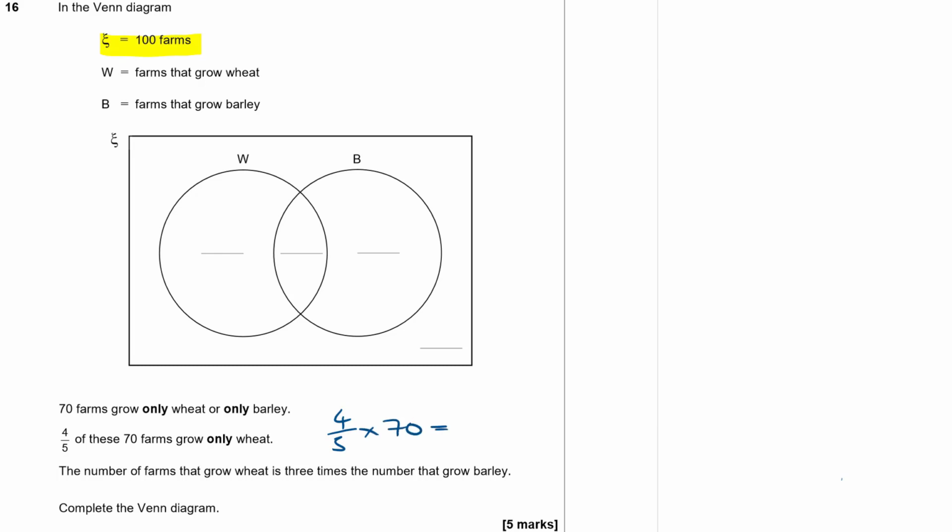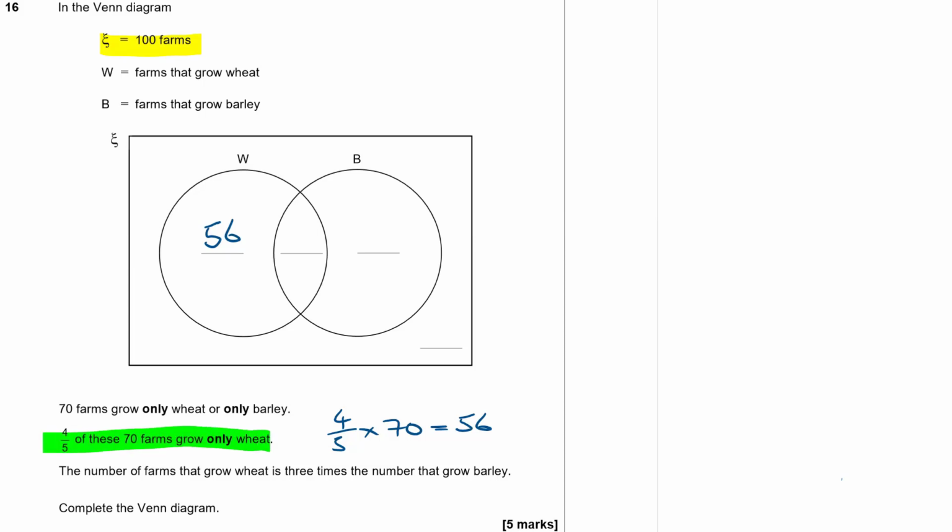Finding a fraction of a number, you've got to divide by the number on the bottom and then times by the number on the top. So 5s into 70 go 14 times, and 4 14s are, what's that, 56? So 4/5 of these 70 farms grow only wheat. So that means that one there must be 56. Well, if that's 56, we've dealt with this piece of information then.